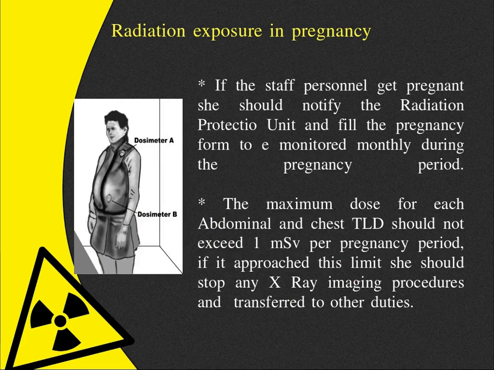If a staff member gets pregnant, she should notify the radiation protection unit and fill in the pregnancy form to be monitored monthly during the pregnancy period. The maximum dose for each abdominal and chest TLD should not exceed 1 millisievert per pregnancy period. If it approaches this limit, she should stop any X-ray imaging procedure and be transferred to other duties. As we can see in this image, she will have two TLDs, one for the chest and the other in the abdomen area to measure the dose received by the fetus.